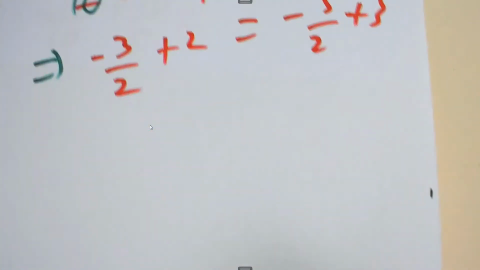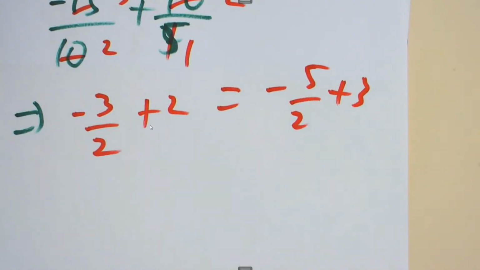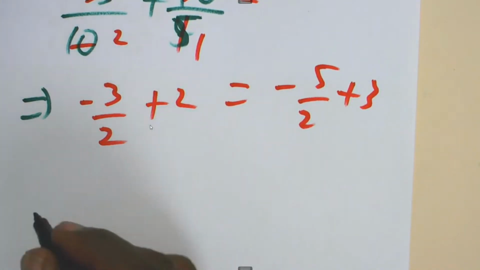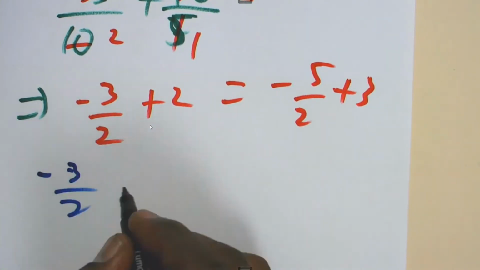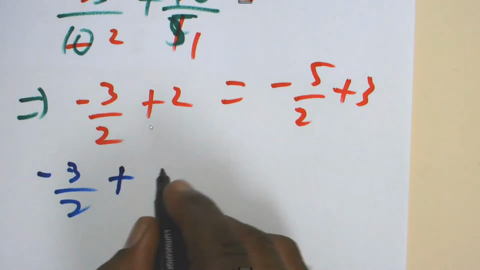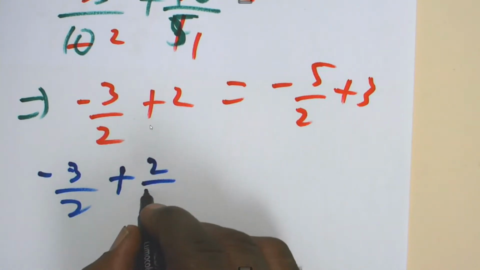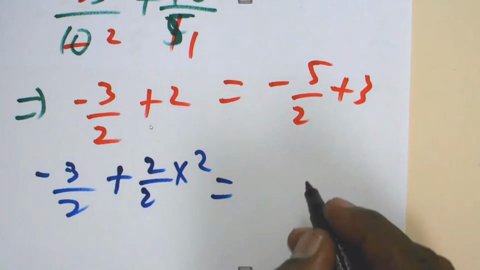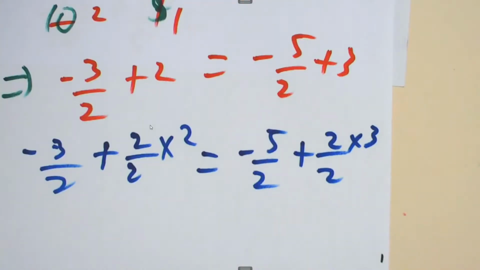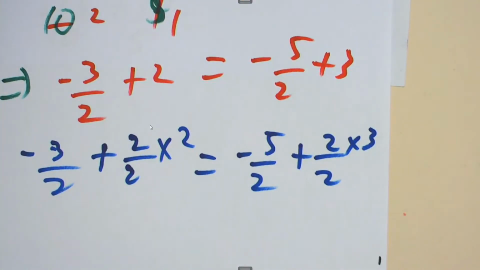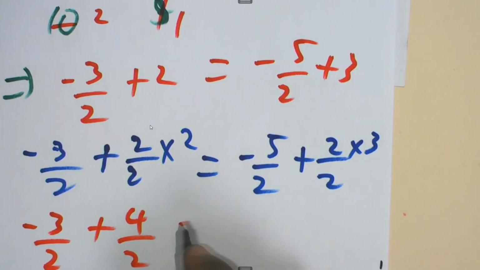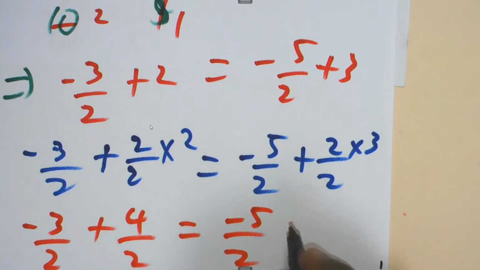Now let's see whether they're the same. Let's look at our fractions. Let's look whether we made a mistake or what. It's not clear that they're equal, but let's see nevertheless. Minus 3 over 2. We're looking for a common denominator. So 2 over 2 multiplied by 2. Same thing here, minus 5 over 2 plus 2 over 2 multiplied by 3. Let's see whether we'll get the same thing. Minus 3 over 2 plus 4 over 2 equals minus 5 over 2 plus 6 over 2.